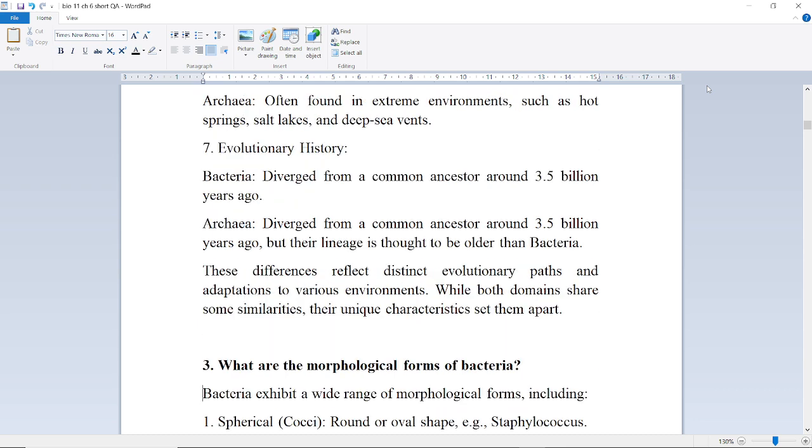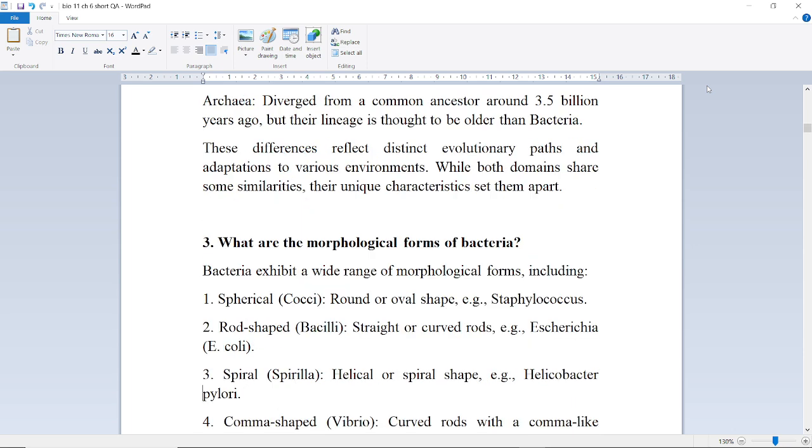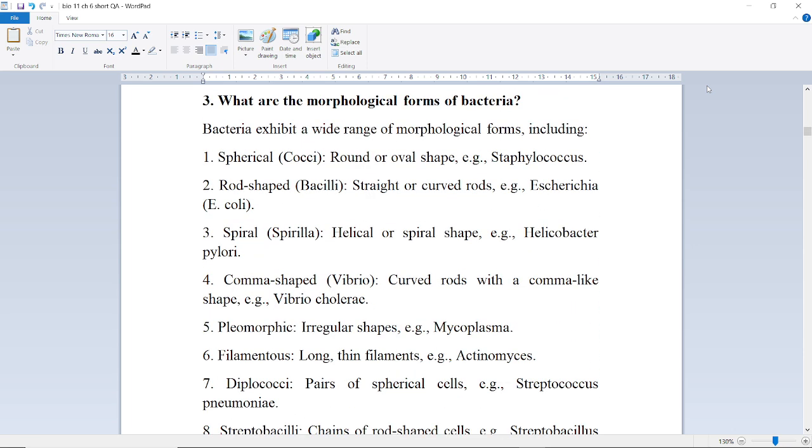These differences reflect distinct evolutionary paths and adaptations to various environments. While both domains share some similarities, their unique characteristics set them apart. Next question is, what are the morphological forms of bacteria?